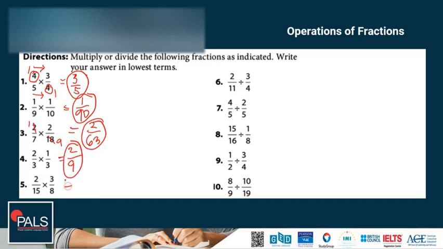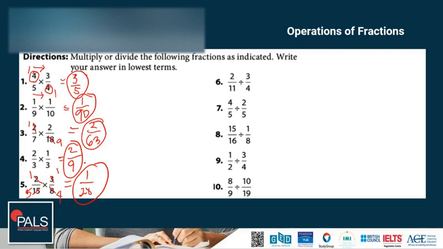Number 5. 15 and 3 can be divided by 3. So 15 divided by 3 is 5. 3 divided by 3 is 1. 2 divided by 2 is 1. 8 divided by 2 is 4. Then multiply across. 1 times 1 is 1. 5 times 4 is 20. So the answer is 1 over 20.